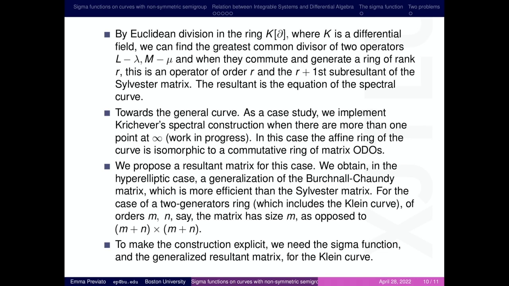I was able to take that apart when I was writing my thesis, and I divided the Sylvester matrix into four blocks, and then I took the conjugates of these four blocks and then added them together, and I got the Burchnall and Chaundy matrix. And the thing is, what we are doing now is doing it for the case of matrix differential operators. We also were able to construct, in the hyperelliptic case for now, a more efficient resultant that you can compute in much less time because it's a smaller matrix. You have to compute the determinant.